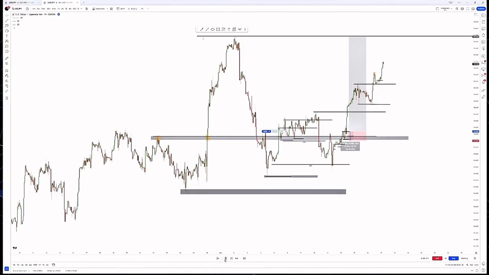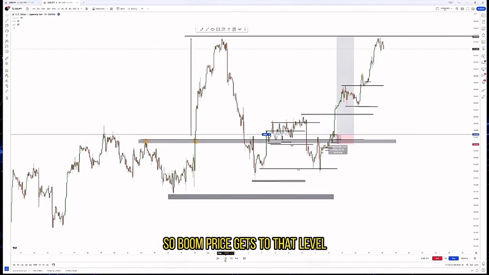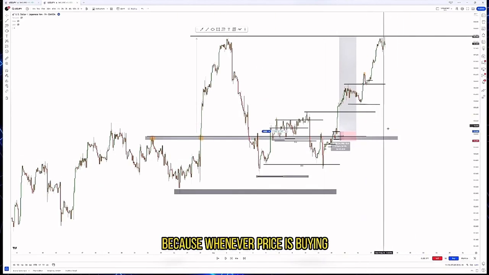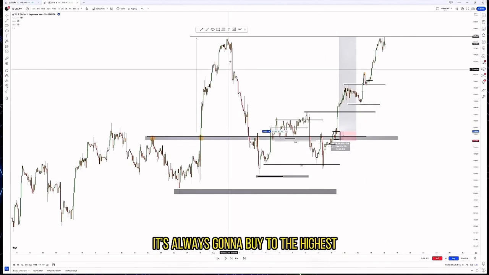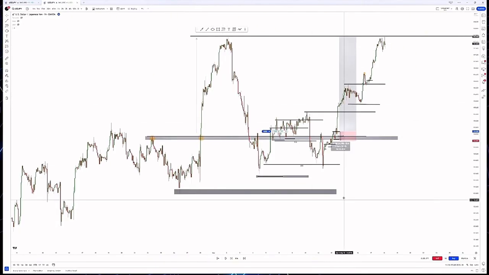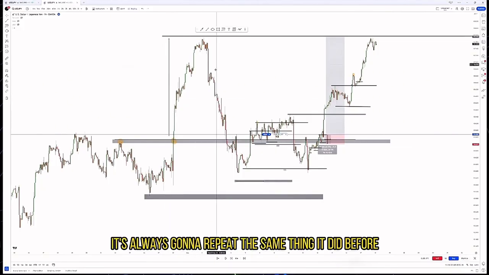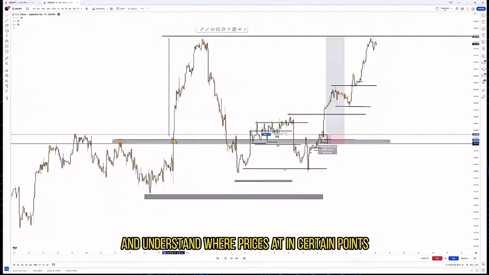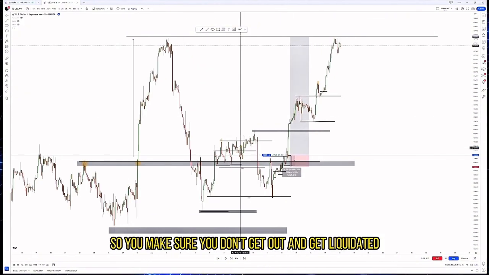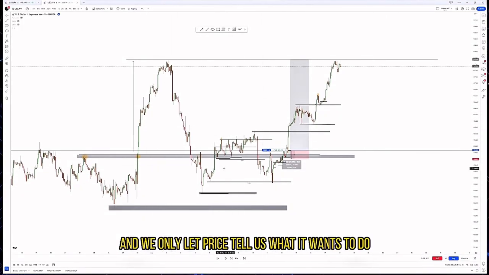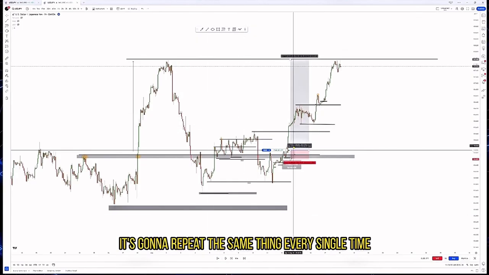So with that all being said, we're going to let this play out, and I'm going to show you how this works. So boom, price gets to that level, because whenever price is buying, it's always going to buy to the highs, and it's always going to repeat the same thing it did before. Your job is to dissect the markets and understand where price is at in certain points, so you make sure you don't get out and get liquidated. We just broke the market down, and we only let price tell us what it wants to do.